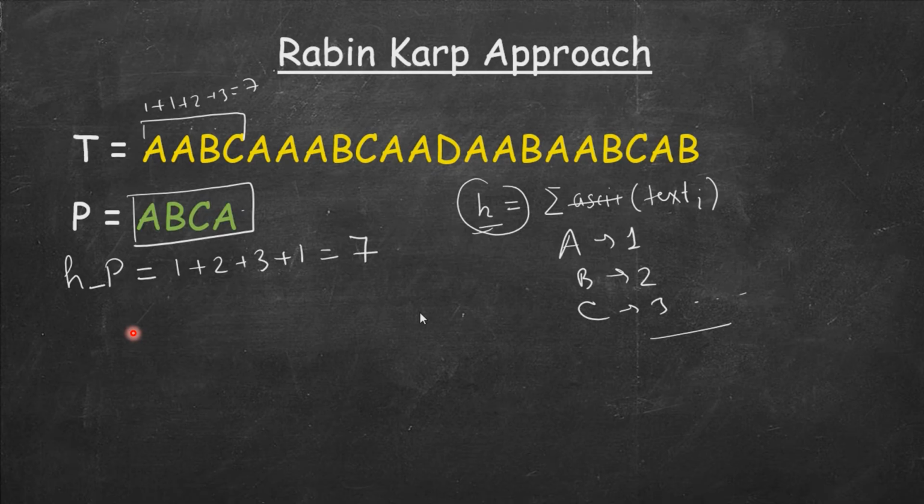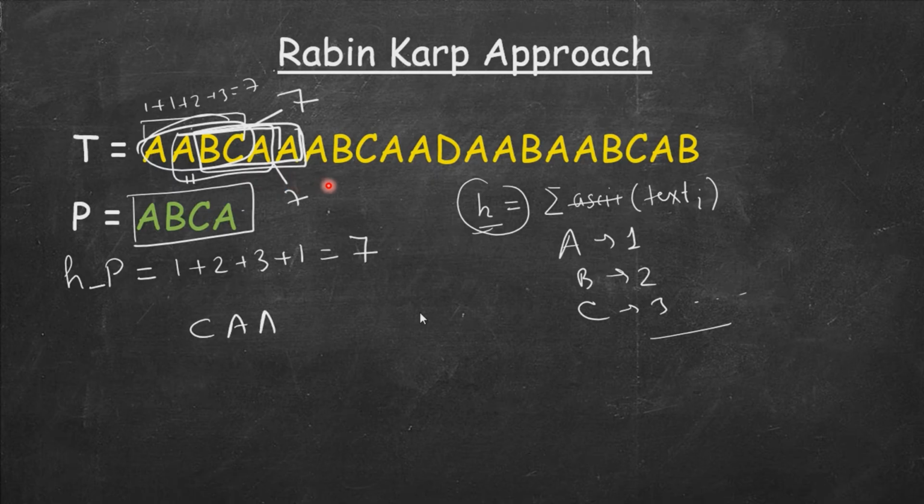So straight away you see that the hashes match, but the characters do not match. The order is changed. Now if there is a hash match, we do a character by character match, but it will not match. Now let's move to the next window. Again it's 7, but this time there is a match. For the next case it will be again 7, but again a mismatch. Then the next window will be CAAA, and this time it will be 6. So the hash does not match, no need to compare.